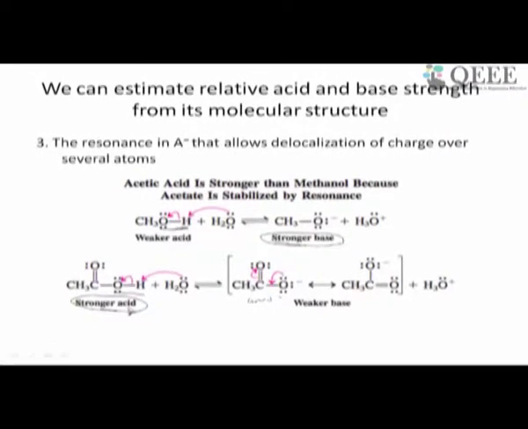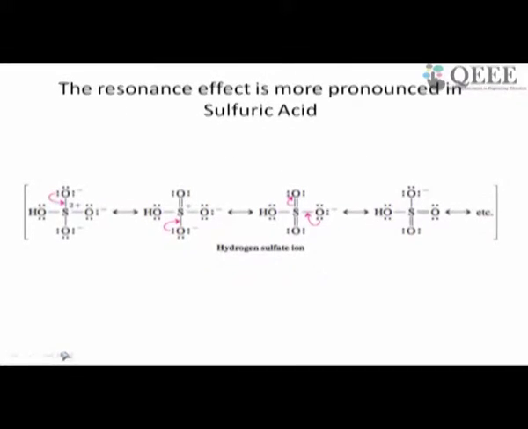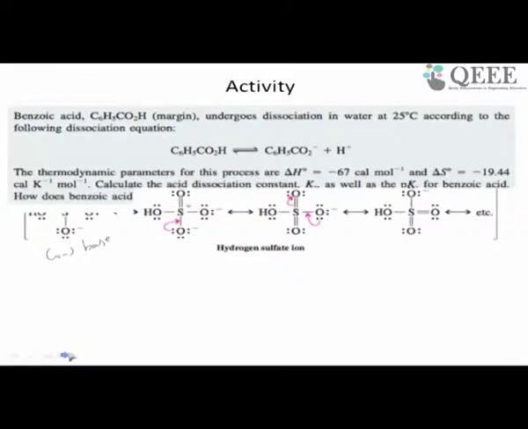In general, acetic acid is considered a weak acid, but when you compare it with methanol, then it is a strong acid. Sulfuric acid also falls in the same category. Sulfuric acid is H2SO4. When one proton leaves, this is the conjugate base that you form. And this base has several resonance structures. Since it has multiple resonating forms, it's a very strong acid.